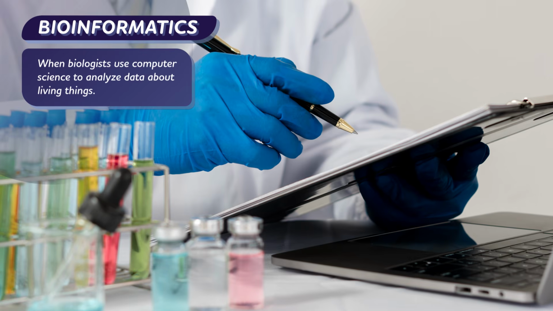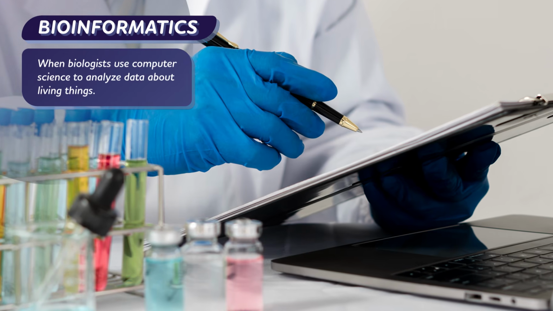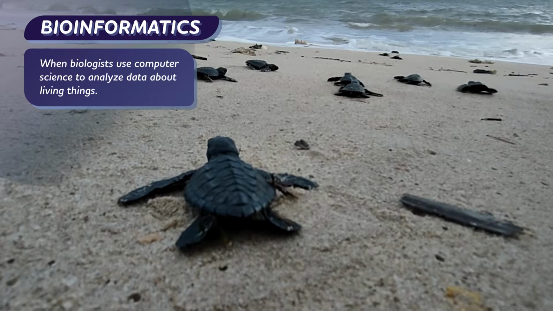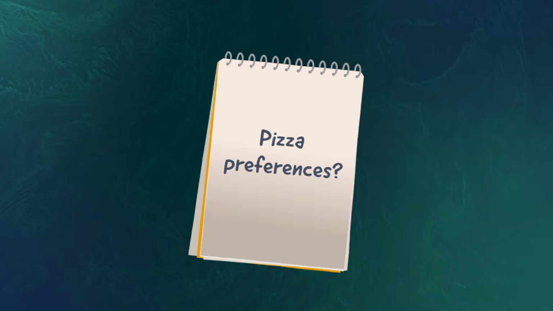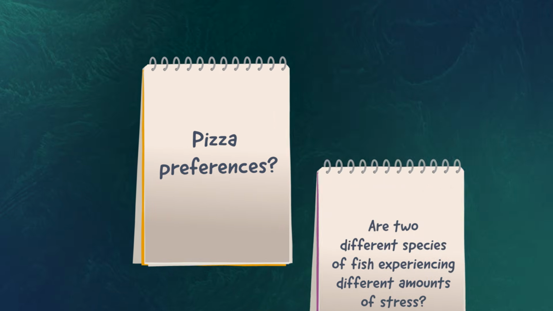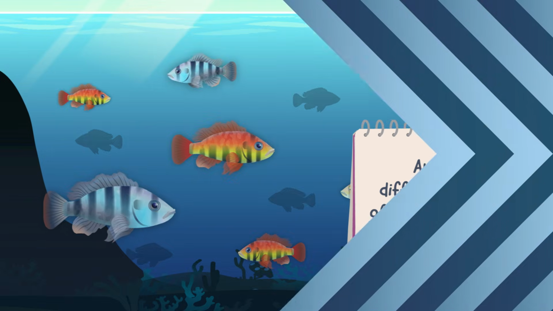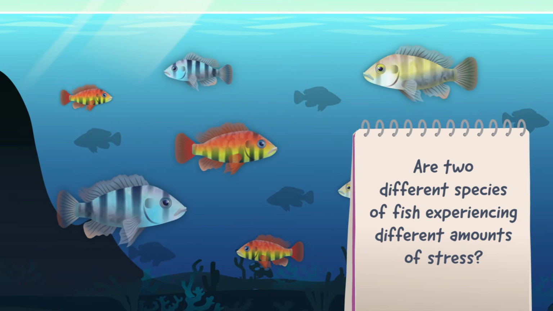Bioinformatics can help scientists sort through data about everything from DNA to weather conditions to the number of organisms on a beach 3 Tuesdays ago. All information that can be useful for different areas of research and conservation. You start with a question or problem. It can be as simple as pizza preferences or more complex, like are two different species of fish experiencing different amounts of stress. Then, you get a collection of numbers or a data set.